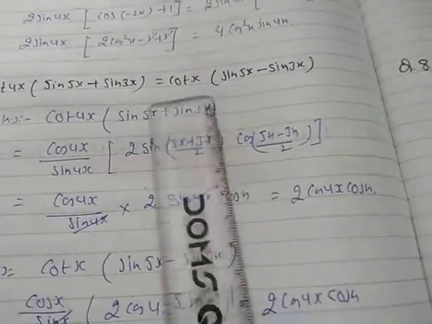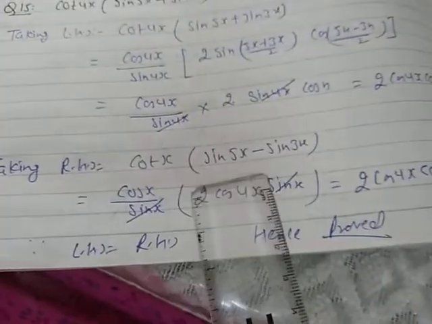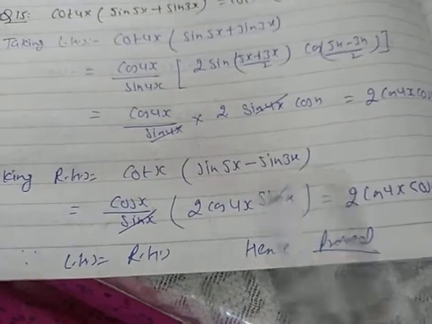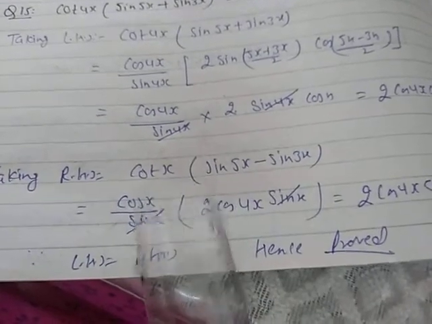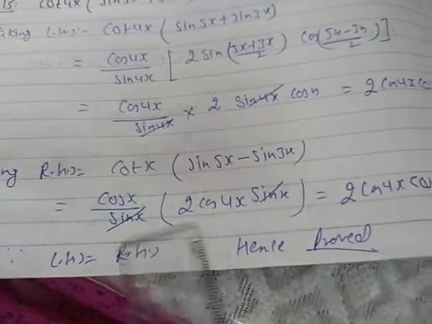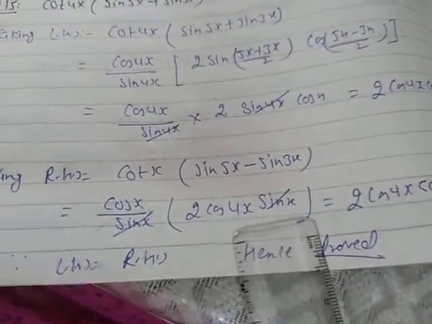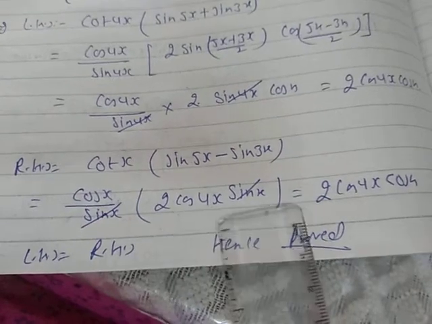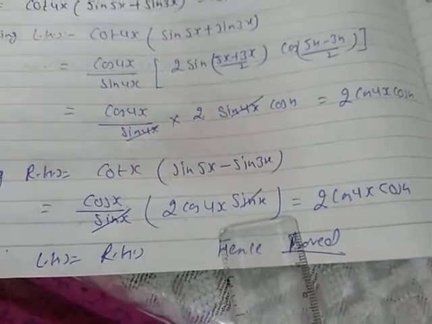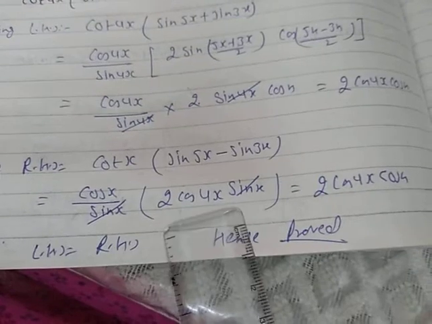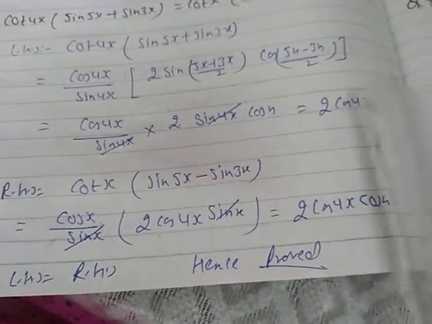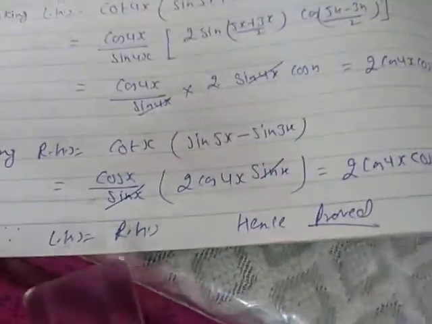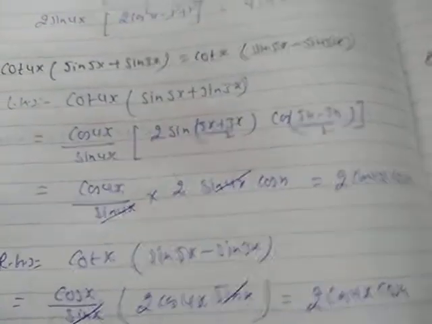Sin 4x gets cancelled, and this value will be 2 cos 4x into cos x. But this is not here in RHS. Now we need to take RHS. Now, RHS is cot x into sin 5x minus sin 3x. Same way, cot x is cos by sin, and the sin A minus sin B formula is put here. After doing calculation, this will be 2 cos 4x sin x. Sin x gets cancelled, and this value is 2 cos x cos 4x. Same value. LHS is equal to RHS, hence this is proved.